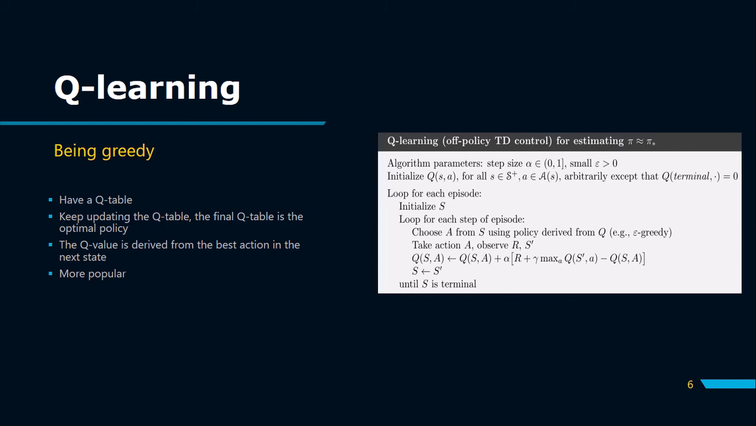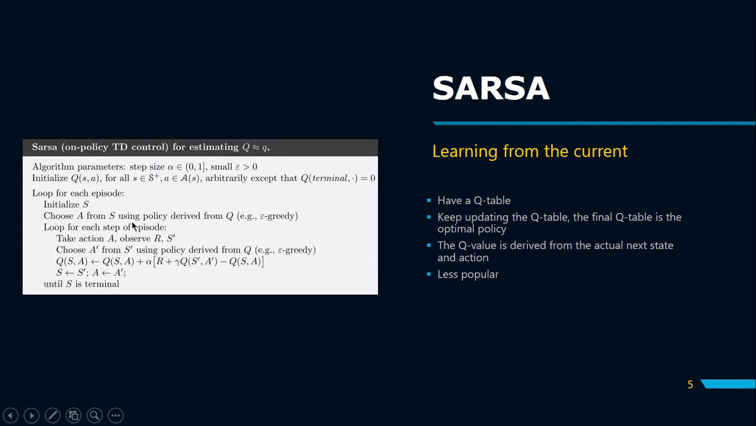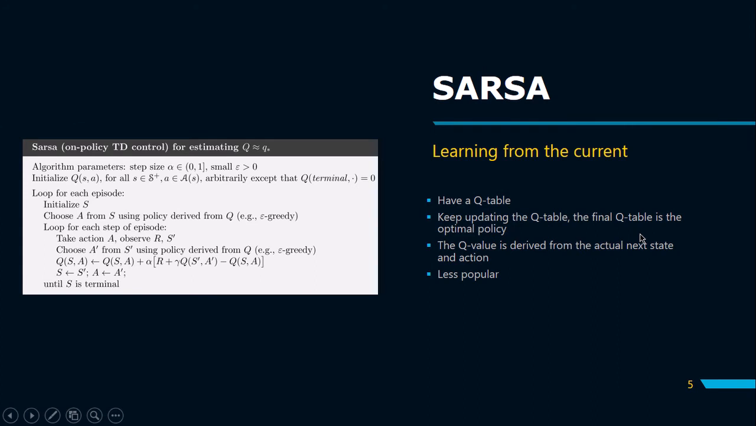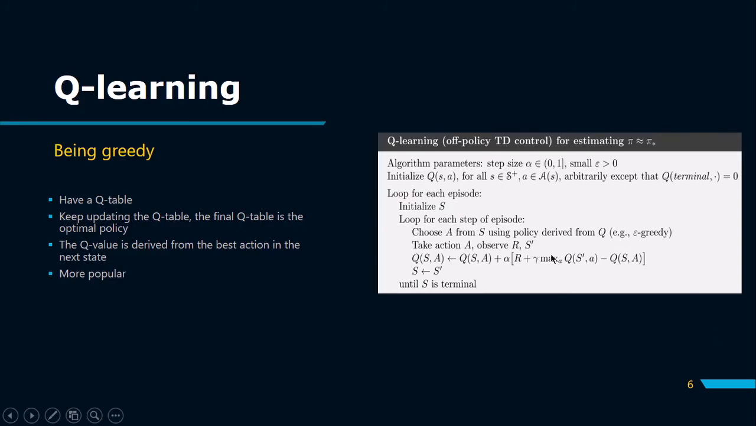So Q-learning is very similar, and we keep updating the Q table as well. But now the Q value is derived from the best action of the next state. If you go to the algorithm here, you will see that instead of choosing A from S using policy, it's still the same thing, but it takes action A from S inside the loop here in Q-learning, instead of outside like in SARSA. And there's no choosing of the next action here.